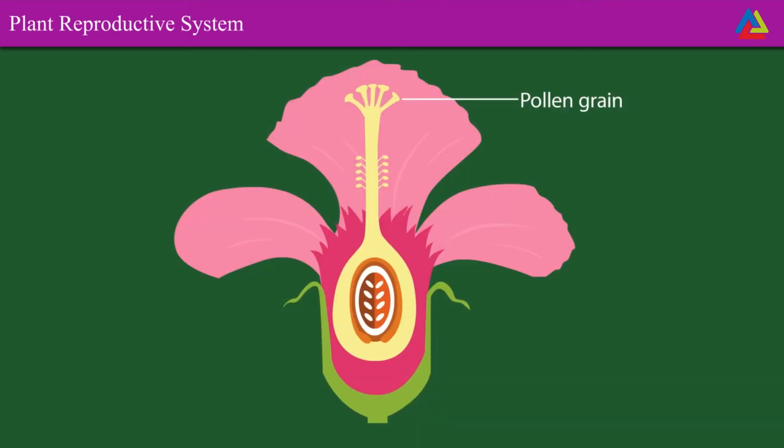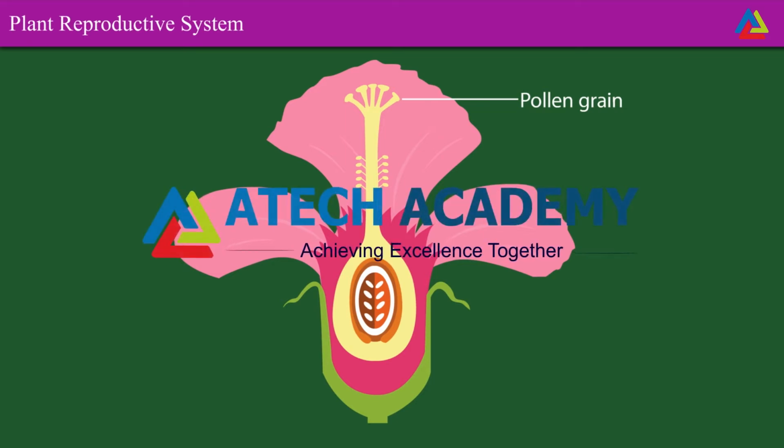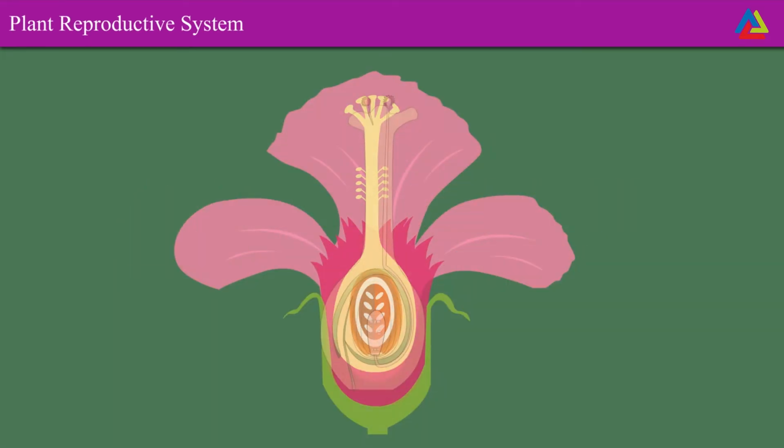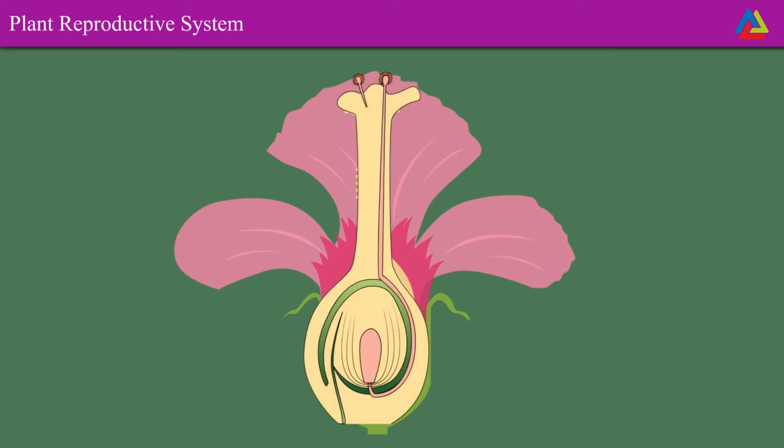Stamen is the male reproductive part and it produces pollen grains. Pollen grains are yellow in color and they stick to our hands when touched. Carpel is present in the center of a flower and is the female reproductive part. It is made up of three parts.